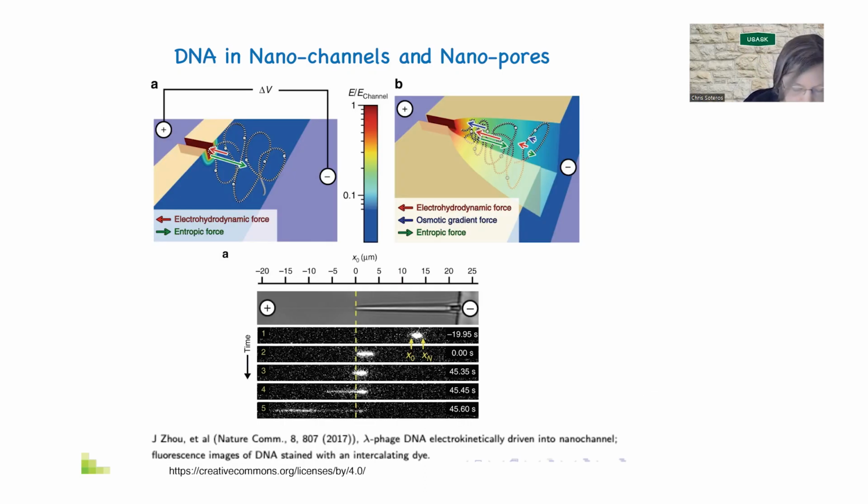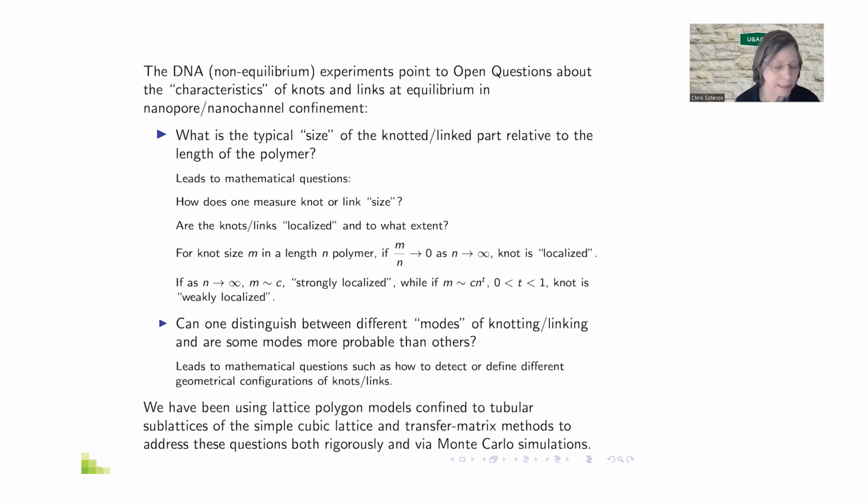All right, so what I'm going to talk about is the situation where you're confined to a tube, and there are experimental reasons for considering, for example, DNA in nanochannels, so tube-like environments related to recent single molecule experiments involving DNA and nanochannels. Now the experiments are typically non-equilibrium. Typically, the DNA is driven through a nanopore by electric charge or some other forcing mechanism. And we're looking at equilibrium models, but the non-equilibrium experiments do point to open questions about what the characteristics of knots and links are under this kind of confinement.